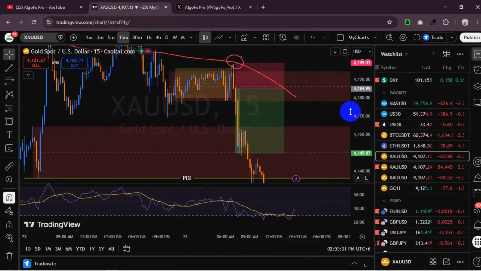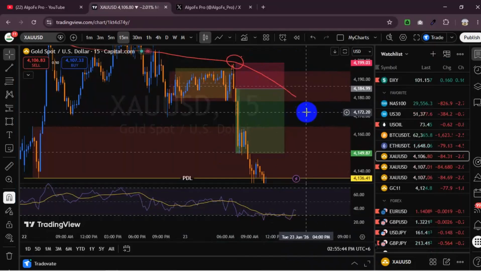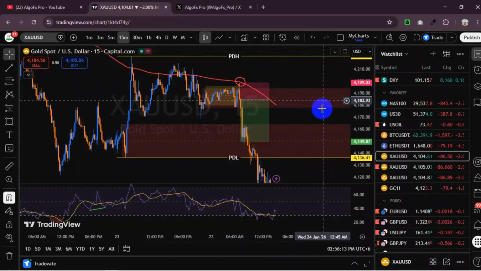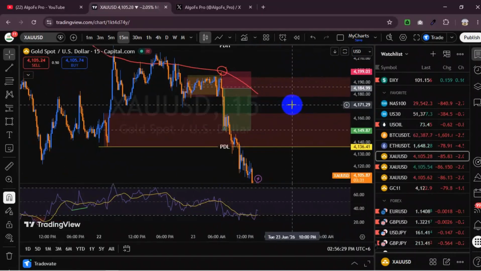Here you can see the result. Using this strategy, I am able to manage 3 consecutive payouts from Blue Guardian in the last 3 months. I am still mastering it, and it's giving me very good results. And there is more confluence on the previous day high and previous day low. I will discuss more in another video.